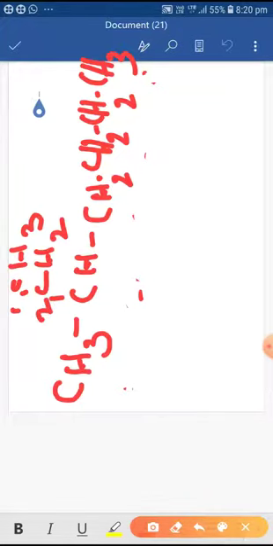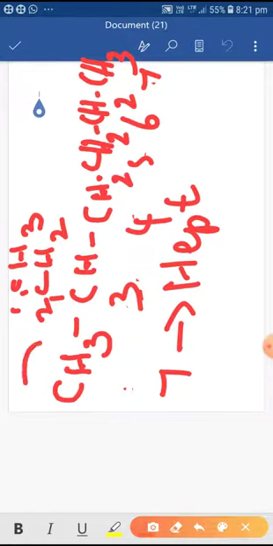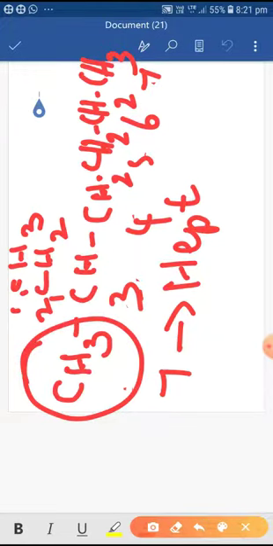1 2 3 4 5 6 7. First we numbered left to right and got only 6, but now you change the direction and you get 7. So you only choose the longest chain. First step, count the carbon atoms. The total is 7, so the root word is hept. Here there is no principal group, so the methyl is only a substituent.